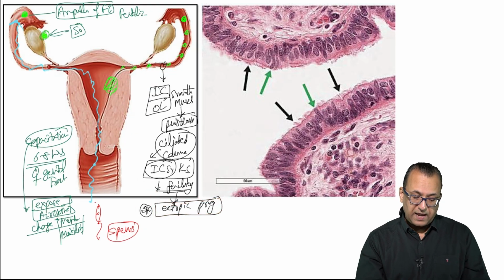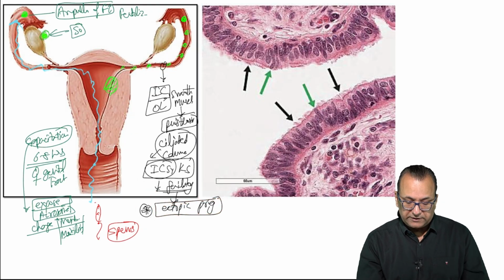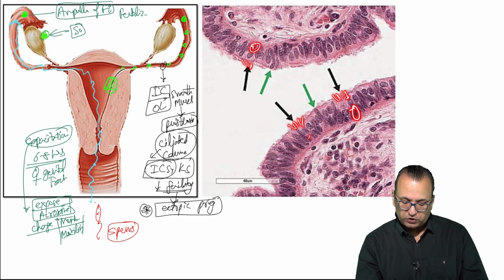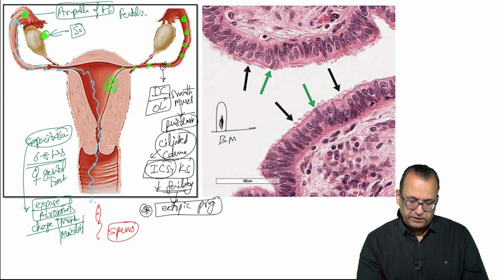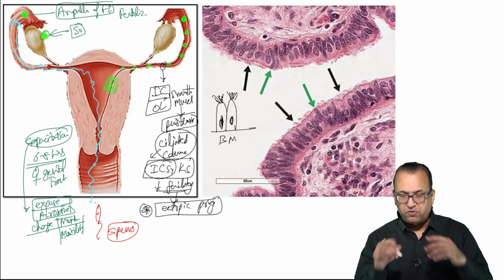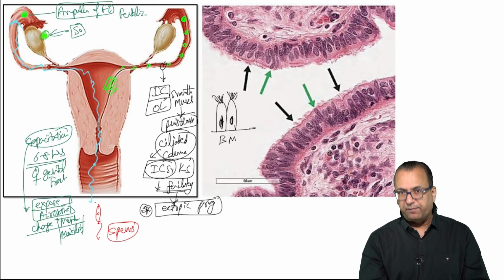So as you look at the epithelium, you see these black arrows. Black arrows are showing ciliated cells and oval basal nucleus. So you will see that the epithelium, if this is the basement membrane, the cells are columnar, oval basal nucleus, and they are ciliated. That cilia is important to move the conceptus towards the uterus. So ciliated columnar epithelium.